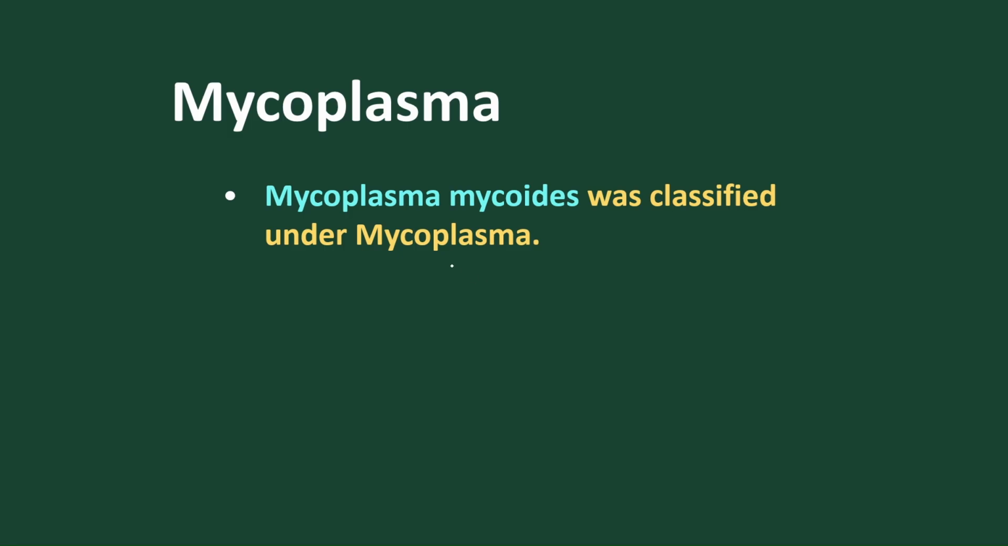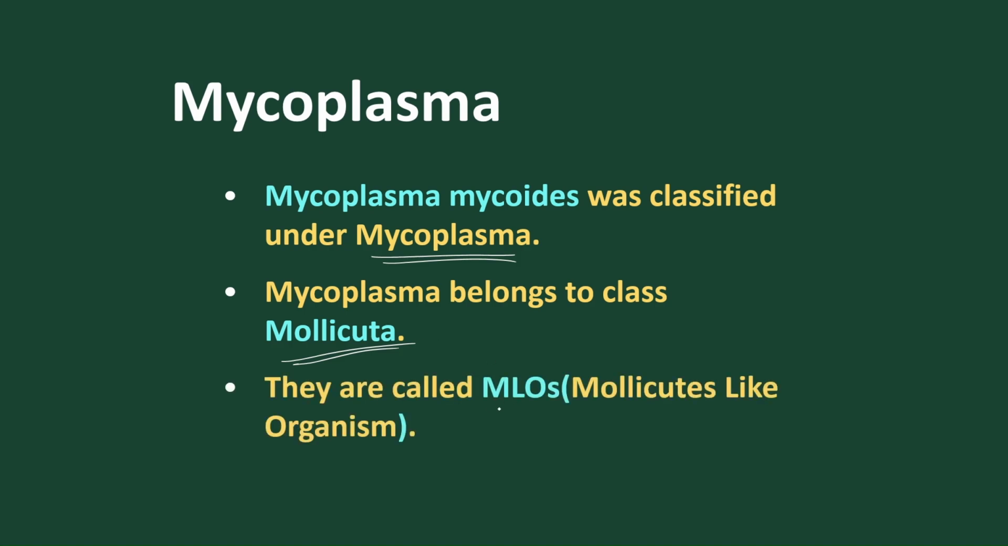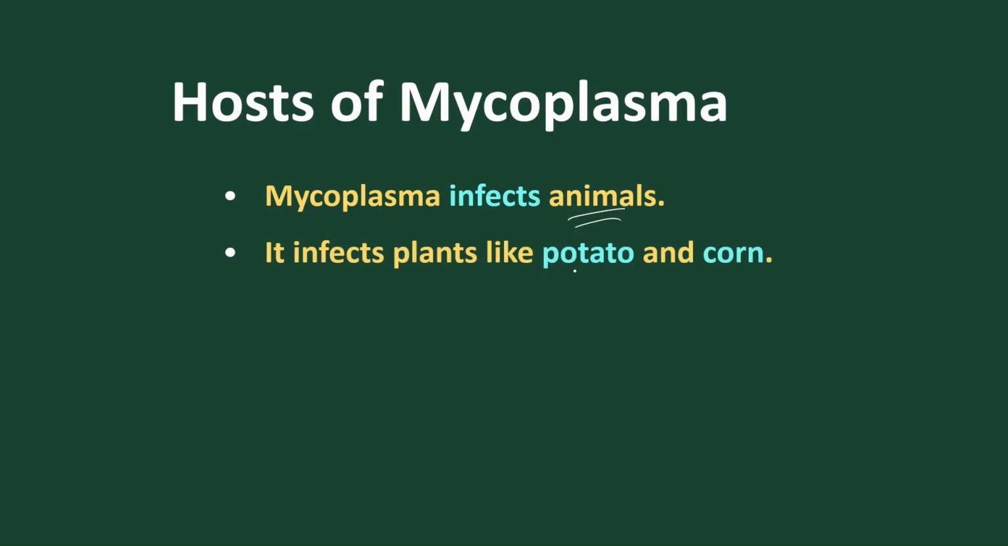Mycoplasma and mycoides are classified under the Mycoplasma group, which belongs to the class Mollicutes, called MLOs. What are MLOs? Mollicutes-like organisms. Mycoplasma infects both plants and animals. The hosts of Mycoplasma are both plants and animals. In plants, it infects the potato plant, corn plant, brinjal plant, etc.